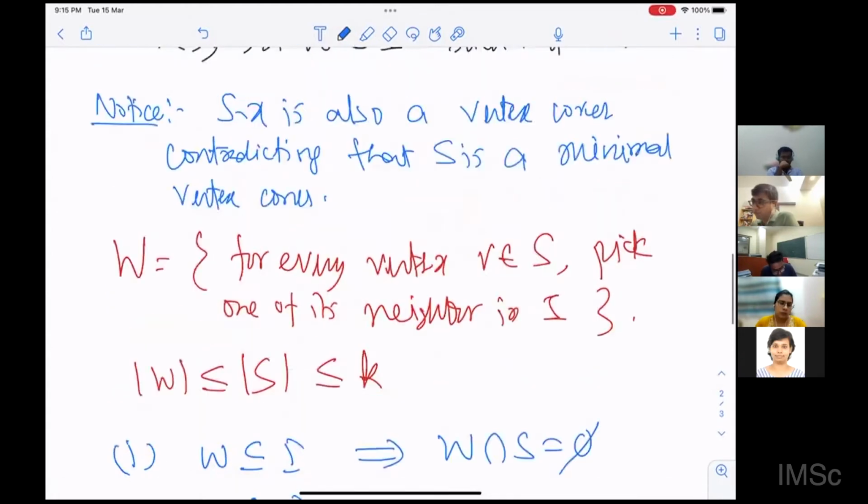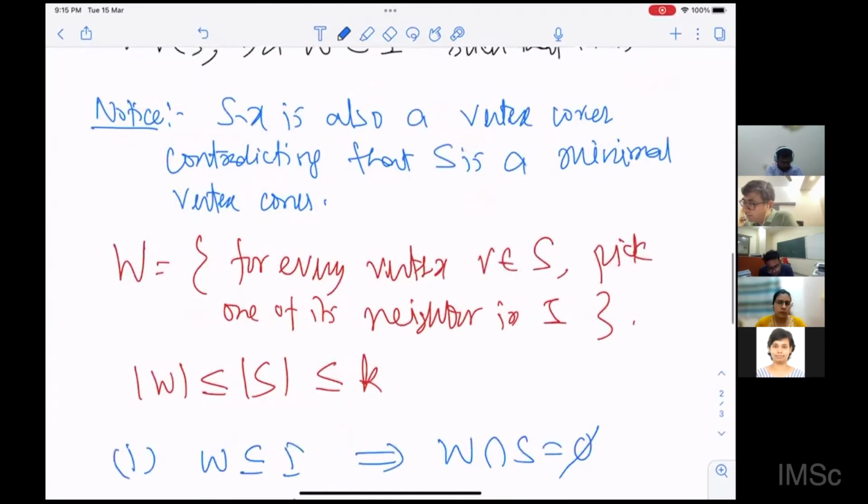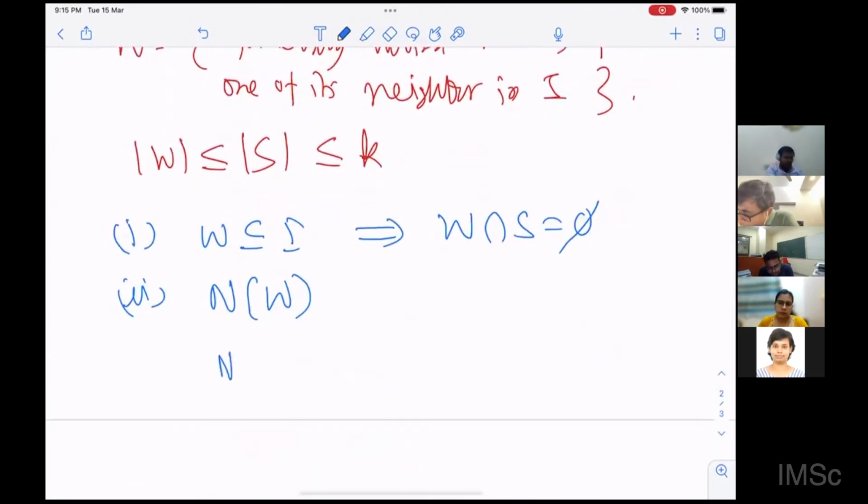Where are the neighbors of W? Look at this set of vertices. Where are their neighbors? They do not have any neighbor here because that is an independent set. So every neighbor of W is in S. So definitely this implies that N of W is contained inside S.